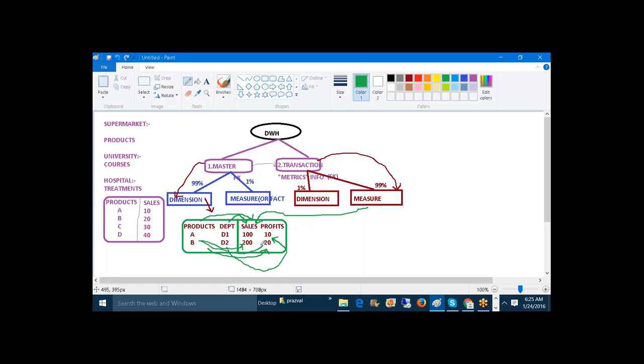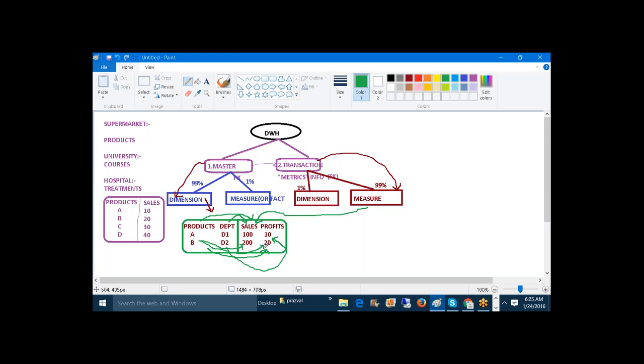So what exactly the measure defines is based on which values or which numbers we want to analyze the business. One key thing is, if you want to perform any analysis in real life, not only in BI or not only in Tableau, that analysis is the combination of both the dimension and the measure. It is the beauty of the data warehouse.